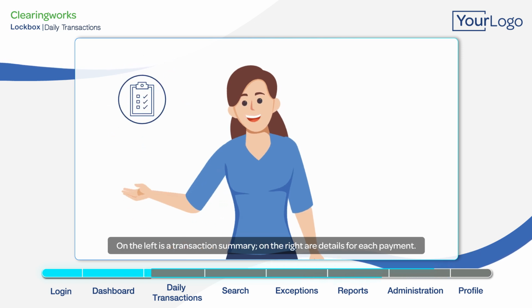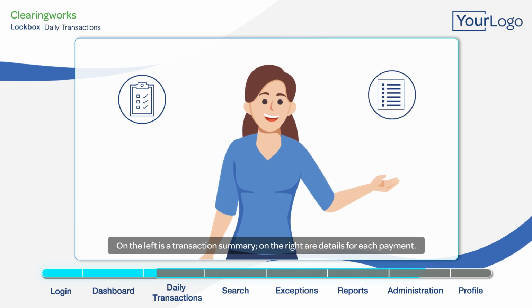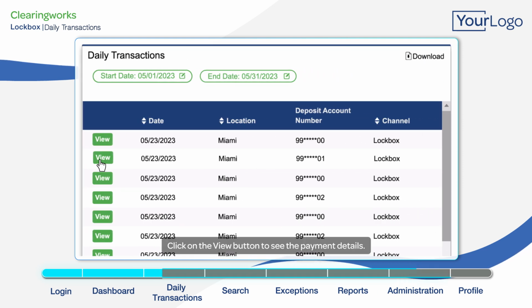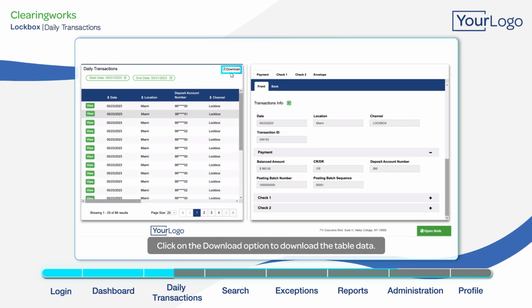On the left is a transaction summary. On the right are details for each payment. Click on the View button to see the payment details. Click on the Download option to download the table data.